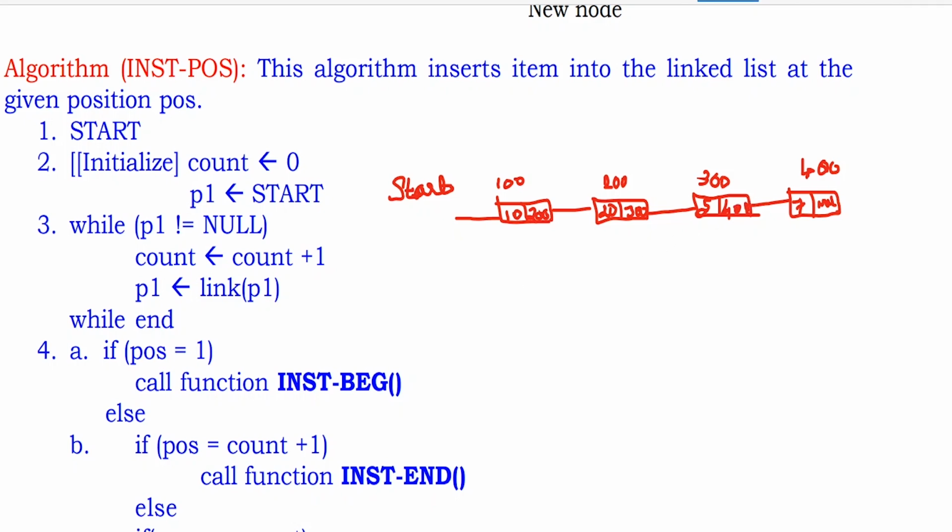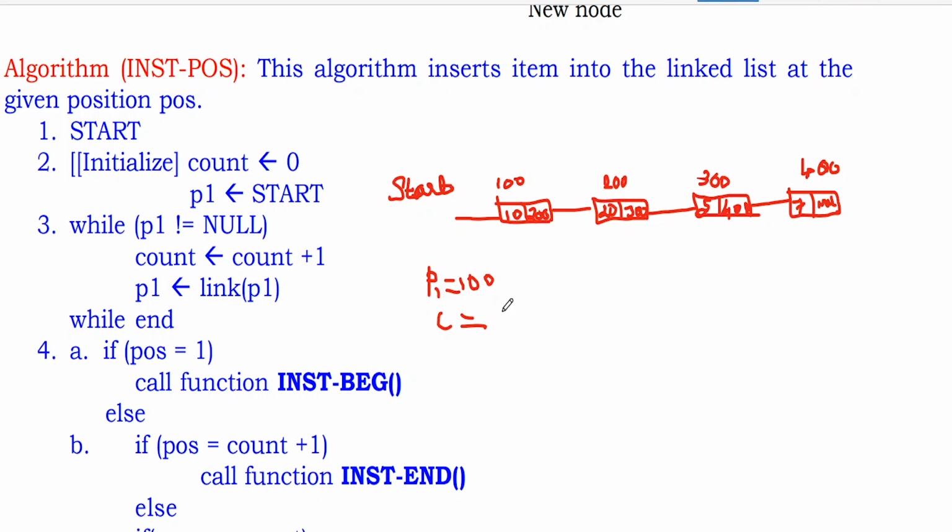Now how many nodes there are, I do not know. So therefore I traverse through. P1 is equal to start, so P1 is 100 now. You can take P also, I took P1, no problem. P1 is 100 and start is 100, both are the same. Now C is equal to 0. Initially C is 0, and P1 not equal to null. P1 is 100, not equal to null. So C plus plus, and C becomes 1.